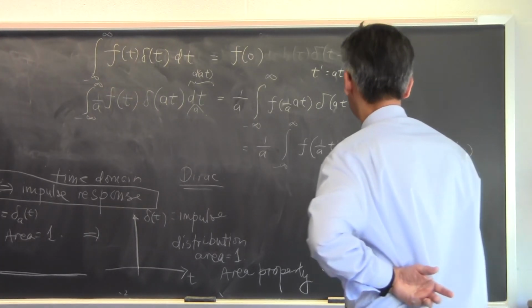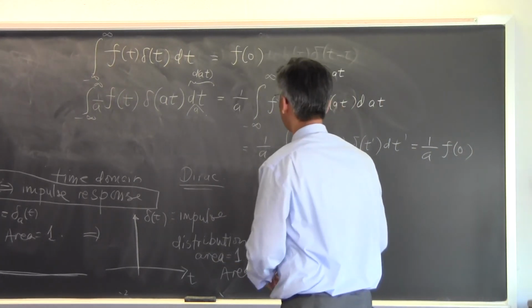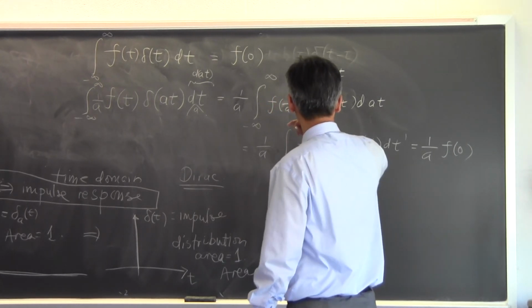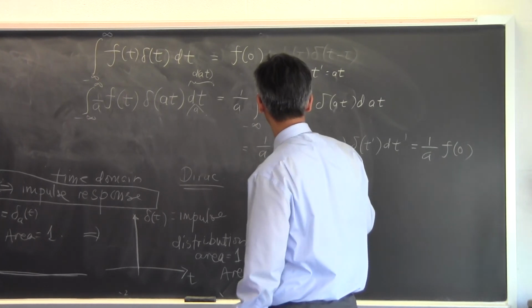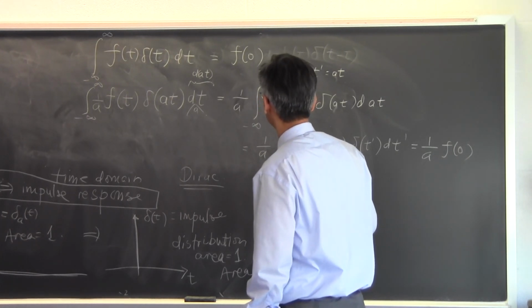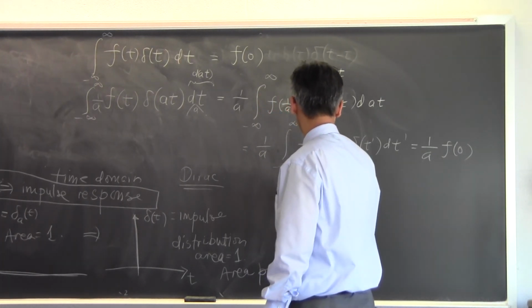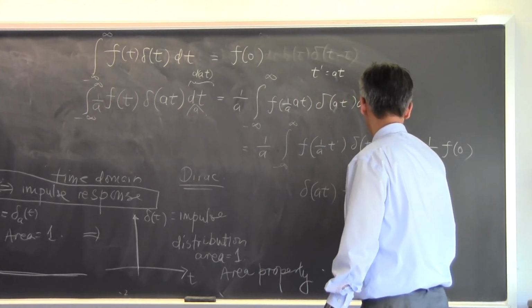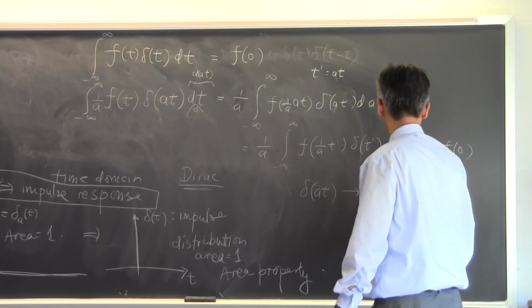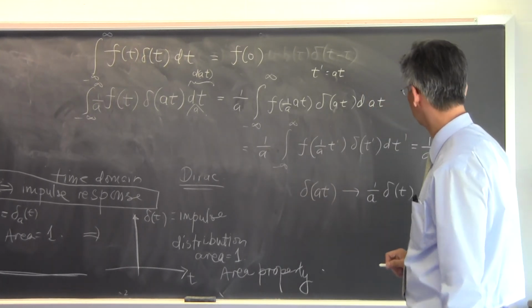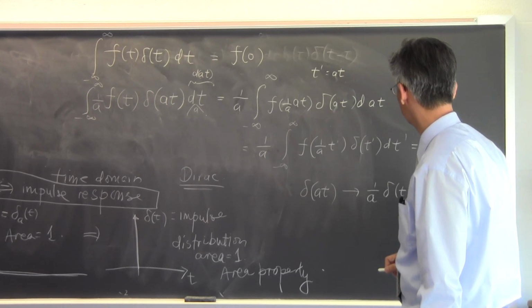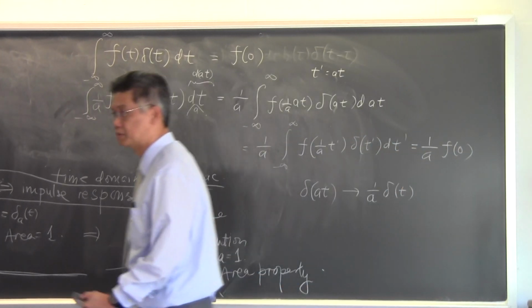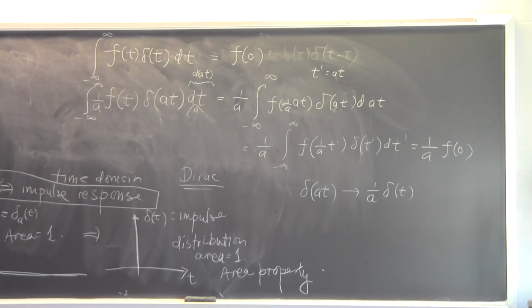Okay? So that is the scaling property, which means that if you scale, then you have to account for this kind of property that delta of at behaves like 1 over a delta of t. Okay, it behaves like that. But if you're not sure, you just do a change of variable to make sure that you're on the correct track.